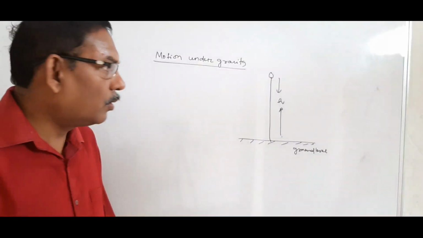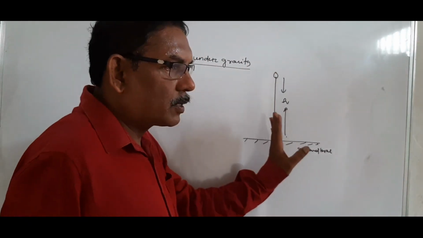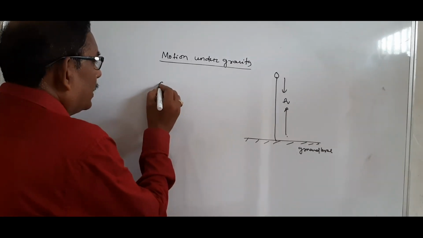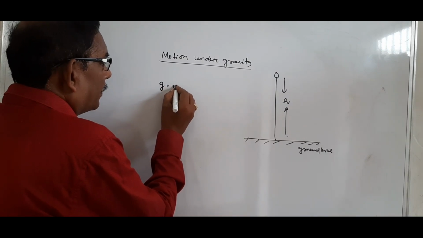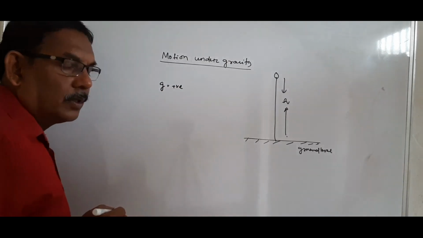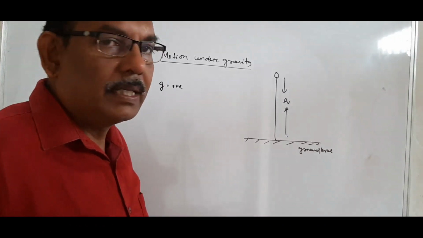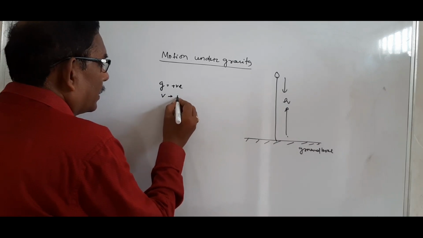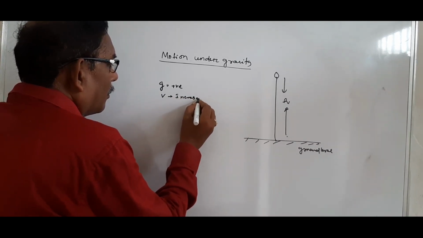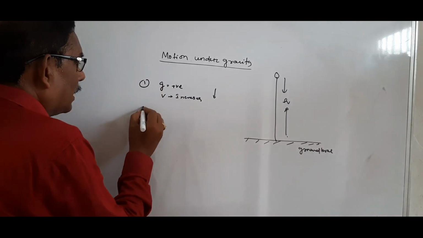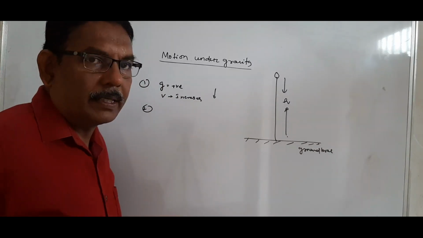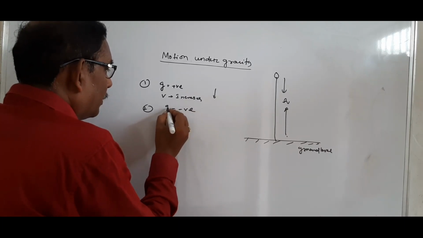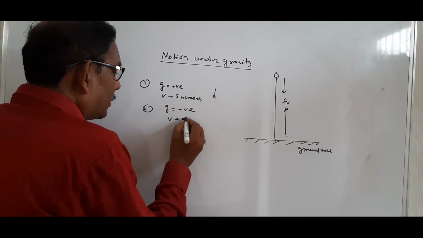Now look here. When a body falls from a small height h, g is taken as positive because the velocity increases. Second, when a body is projected vertically upward, g is taken as negative because v decreases.